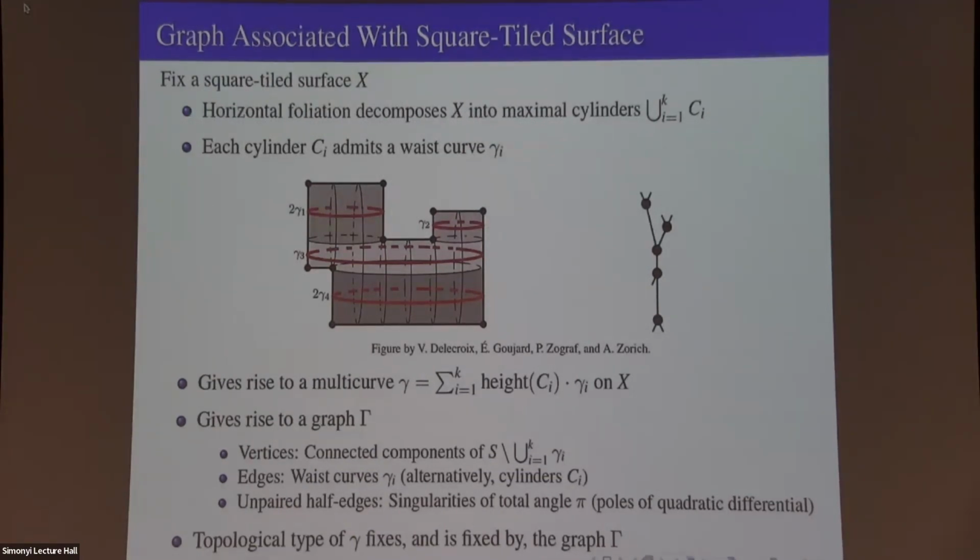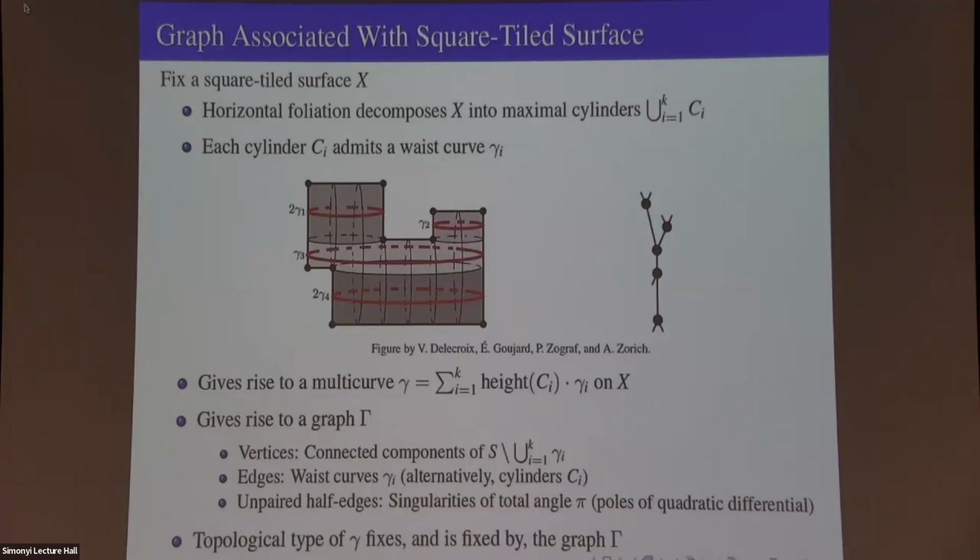I sell you a definition of what I mean by how does a random flat surface look. So all I did so far was tell you how to count them, but I should now explain to you how to decompose them into geometric objects that I can think about geometrically. So let's pick some square-tiled surface X.